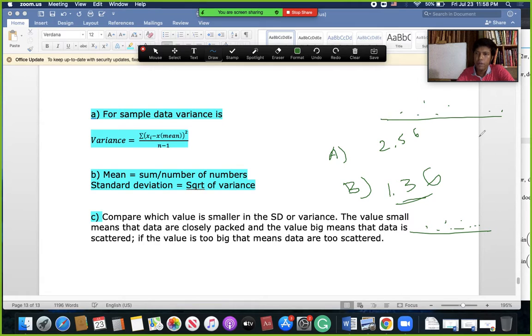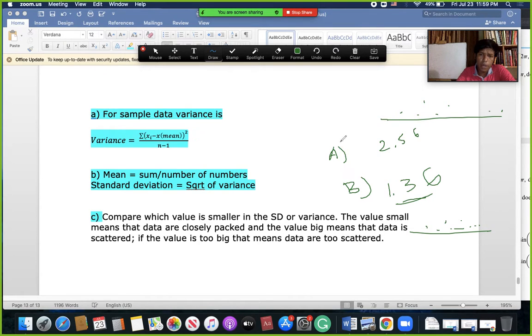We can use the word from the mean or from the average position also, just for comparison. We can connect it with that idea also. So if this value is big, that means the data are scattered. If the value is small, then the data are less scattered, or the data are closely packed, tightly clustered around the mean. We can say that also.